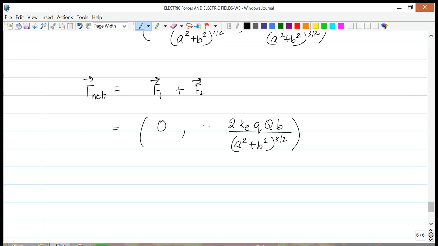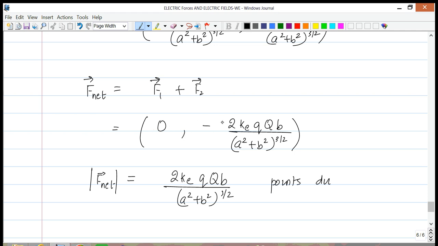So now that I have this, I can write my magnitude directly. I don't even have to do the square root stuff. The magnitude ends up being equal to 2 KeQQB over (A squared plus B squared) to the power 3/2, and it points due south, or along the negative y-axis, whatever it may be.